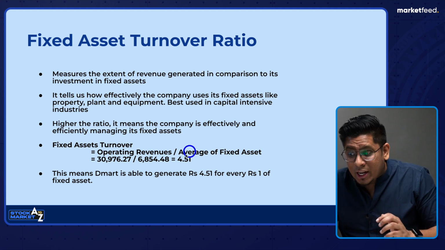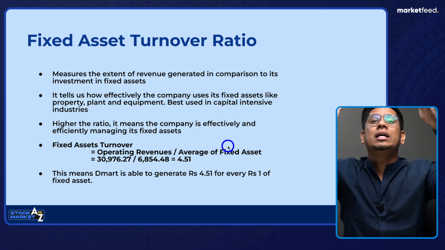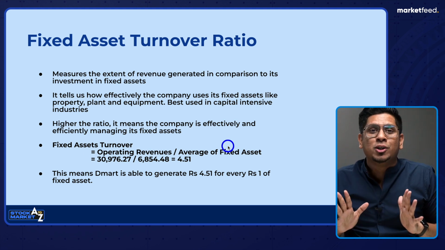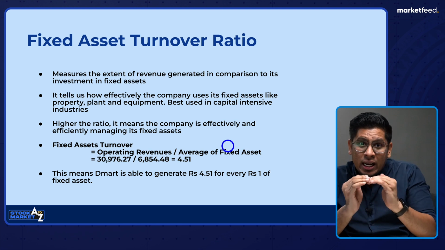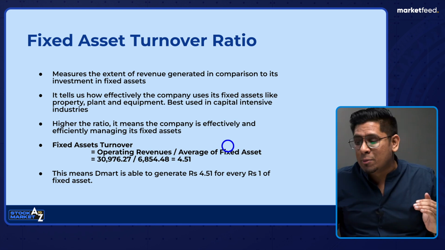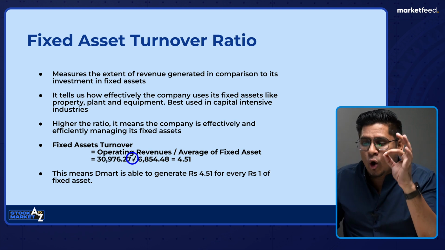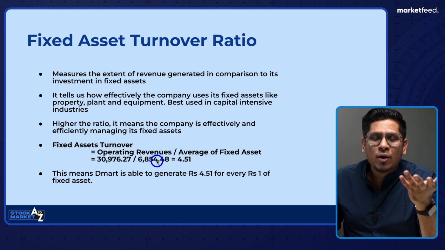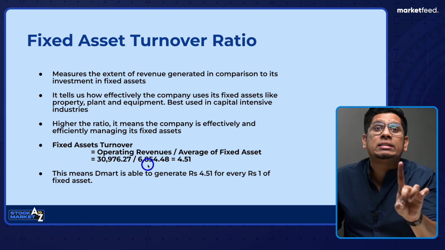Using fixed assets, how much operating revenue is the company able to generate? Mathematically, how many multiples of its fixed assets is the revenue? That is what the formula is. So we put in the operating revenue of the company, which we can easily find from the P&L statement. Then we have to put in the average of fixed assets.